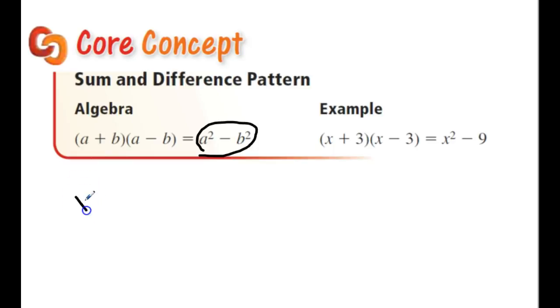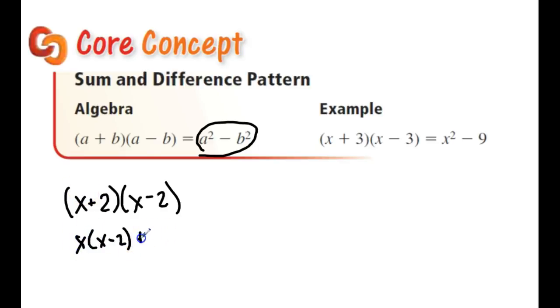So if I have something like x plus 2, and then I would have x minus 2. I see that my first terms are the same and my second terms are the same, but one's a plus and one's a minus. So let's multiply this out and see why it works. So I know I would have x times x minus 2 plus 2 times x minus 2, right? X times x is x squared. X times a negative 2 is minus 2x. 2 times x is a positive 2x. And 2 times a negative 2 is a negative 4.